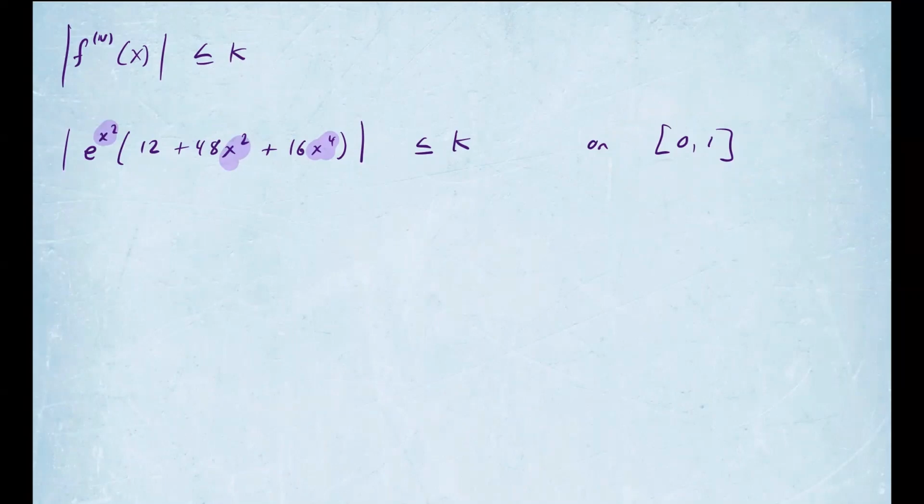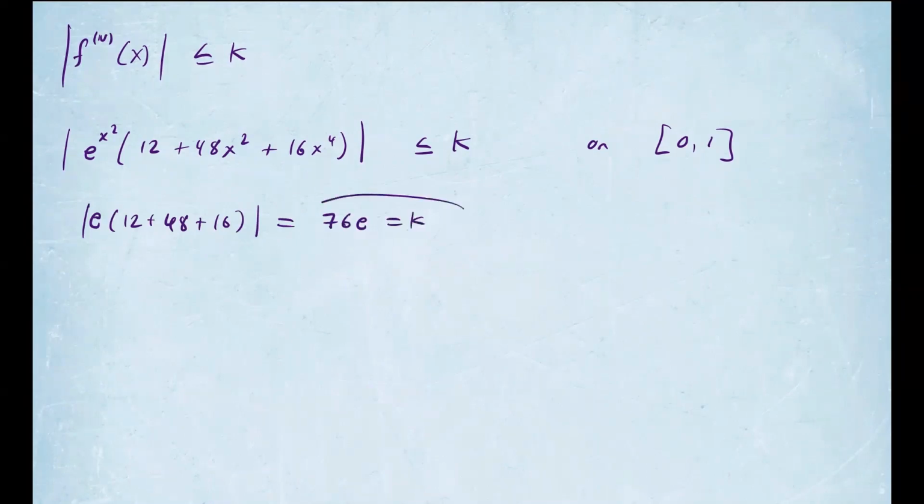Now, if you plug in a 1 into this function, since they all have even powers, that's nice. You'll have 12 plus 48 plus 16, and then e to the 1 will be e. So you'll have e times 12 plus 48 plus 16, and this would give you 76. In absolute value, of course, that's positive, so 76e. We want this to be the k value. That will be the maximum value of this function on this interval.